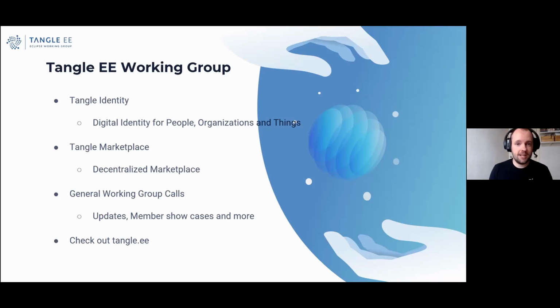And if you're already an Eclipse member, it's easy to join the Tangle working group. So please have a look on tangle.ee to check out if this working group is interesting for you and find more information about it.